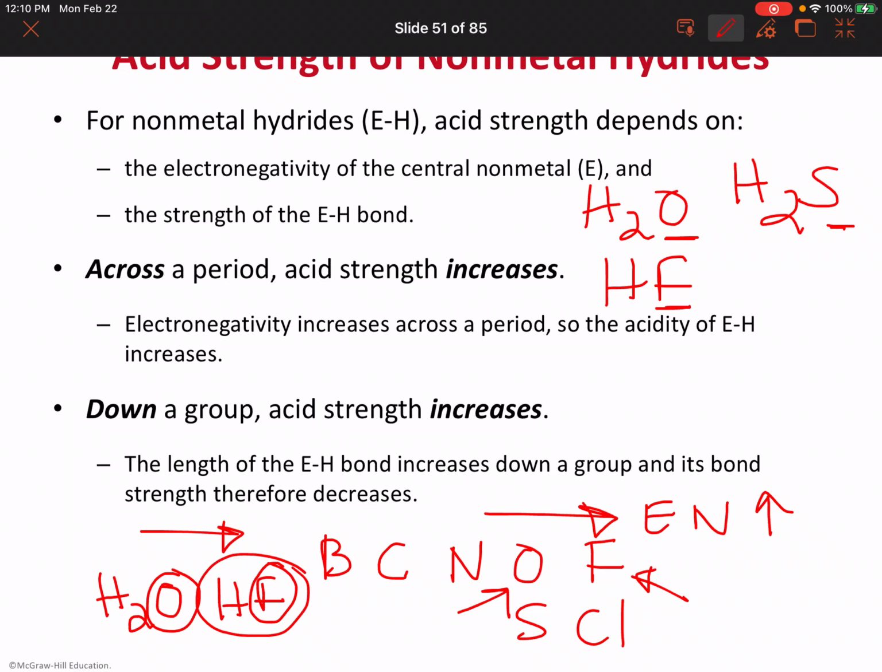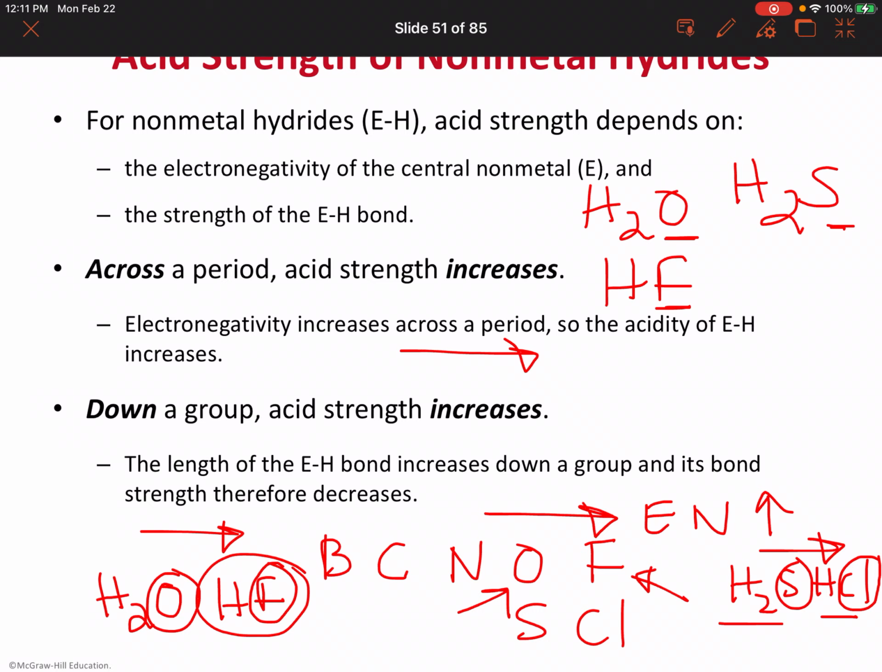Okay, as the electronegativity increases, the acid strength increases. So as a result, across a period, acidity increases. Now if you take sulfur and chlorine in period 3, you have the hydrides H2S and HCl. These two, sulfur and chlorine, are both in the same period. Which one do you think is a strong acid? It's hydrochloric acid, which is the stronger acid, so acid strength increases. I will show you that in the next slide also.